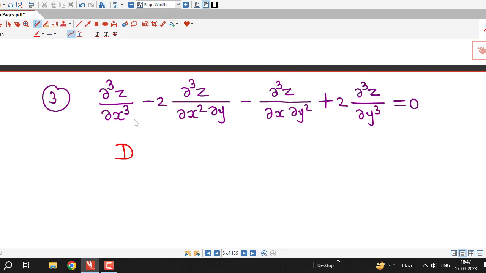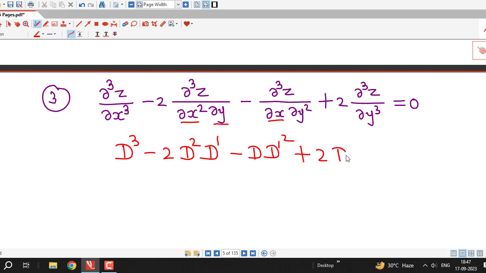Here I am having partial derivative with respect to x 3 times, that is D cubed, minus 2, partial derivative with respect to x 2 times, that is D squared, partial derivative with respect to y single time, that is D dash. Similarly here partial derivative with respect to x single time and with respect to y 2 times, plus 2 times partial derivative of z with respect to y 3 times, that is D dash cubed, z equal to 0.